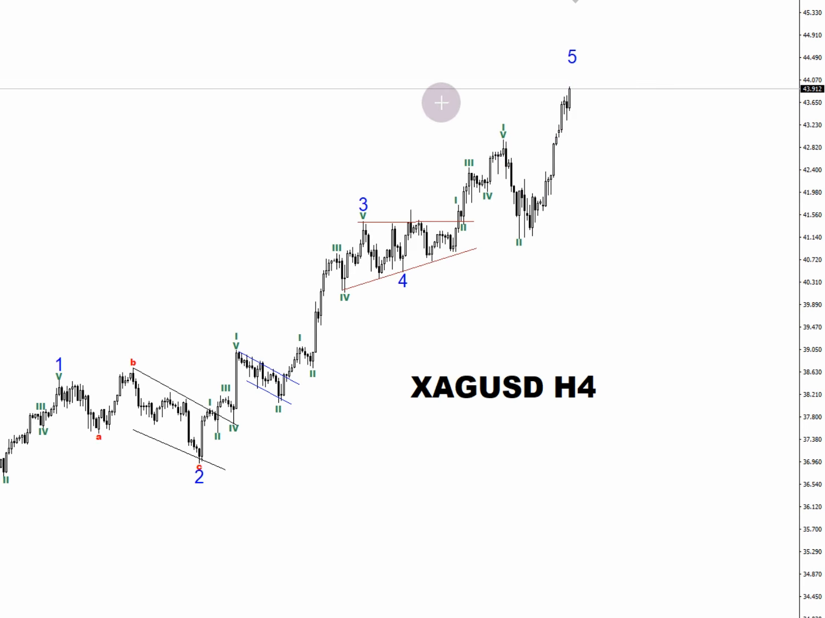Just to mention, I forgot to provide the entry points for silver trading on Thursday. On Thursday, we bought silver right here. We set the stop loss here, and today our take profit target was reached. Basically, we worked on this position for silver.